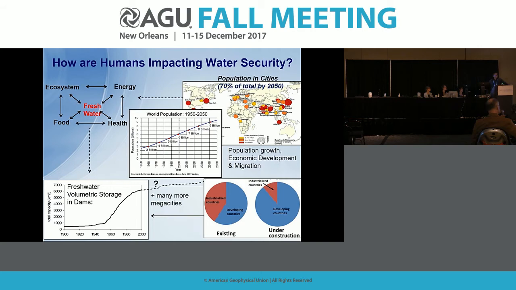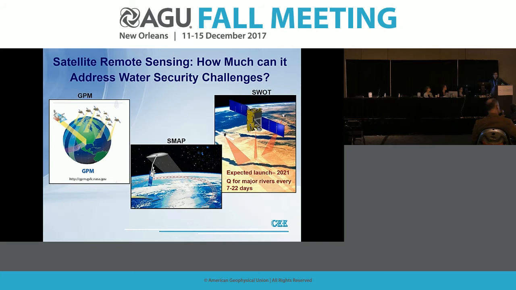So let's just say, as an academic example, that we wanted to understand what's really going on with the water security around us, what the challenges are, and let's just say that there's a tool out there, satellite remote sensing. We've seen a lot of papers being published about its capabilities and the science that it can enable. Let's just say that it has solutions to offer to us.